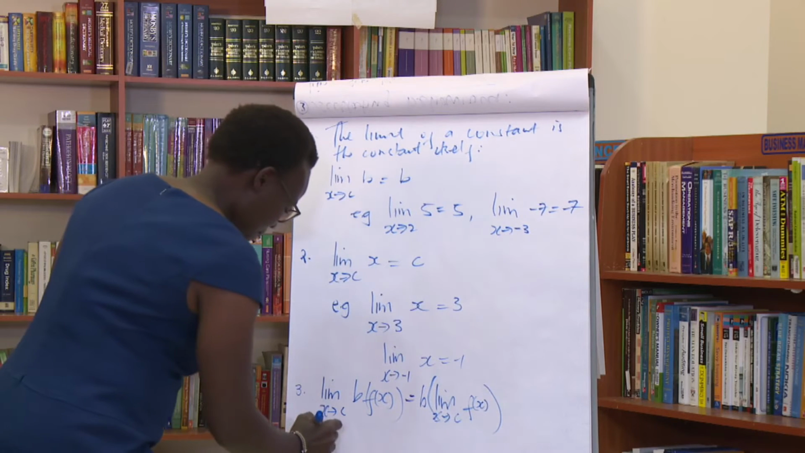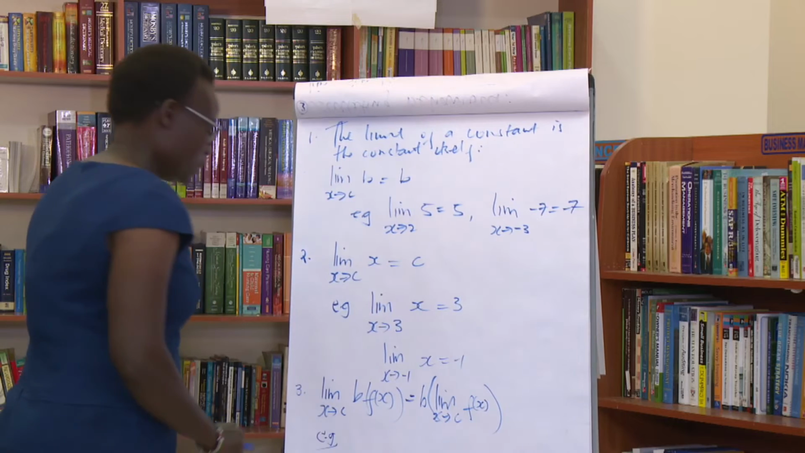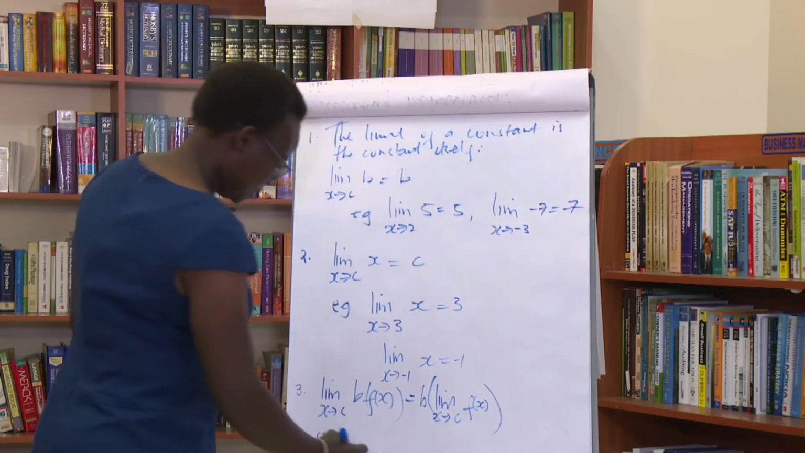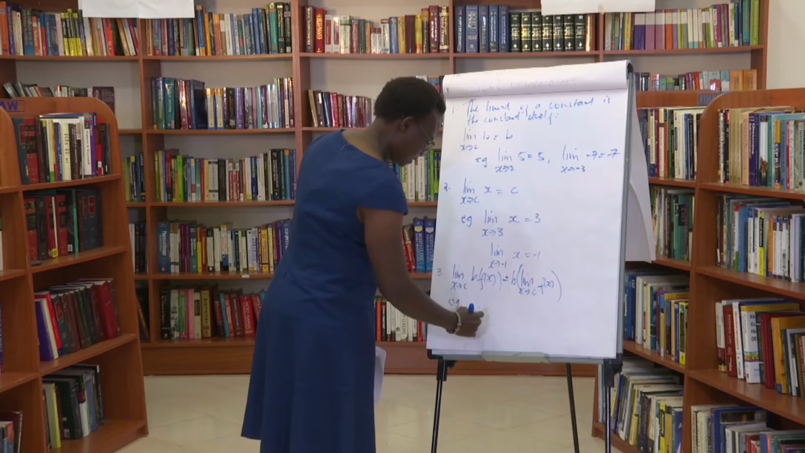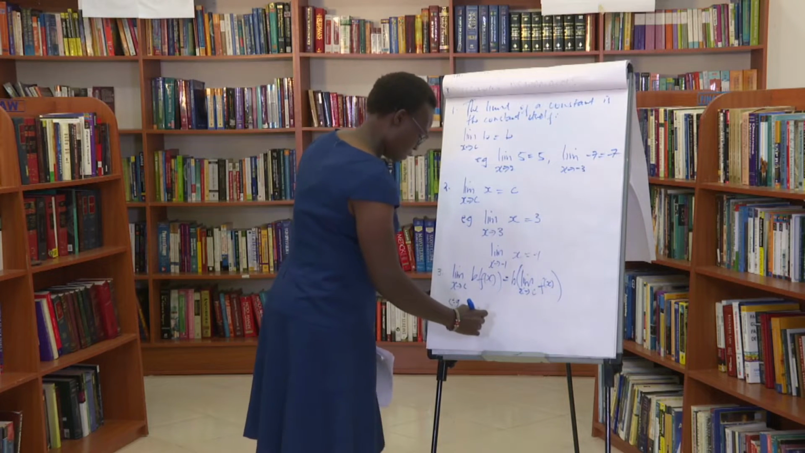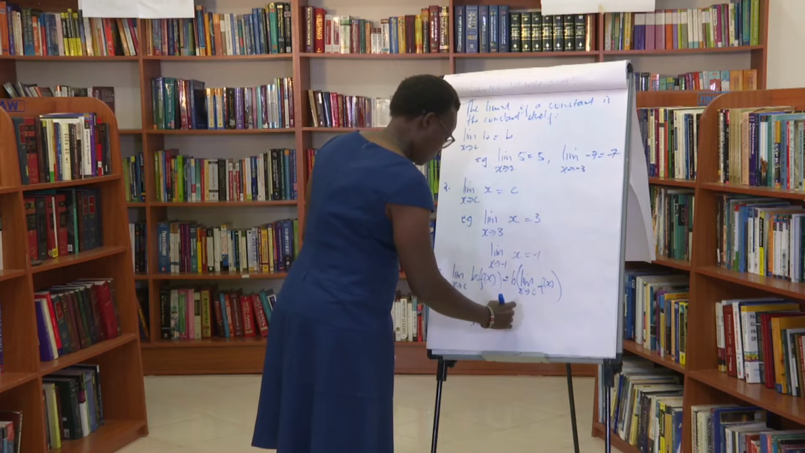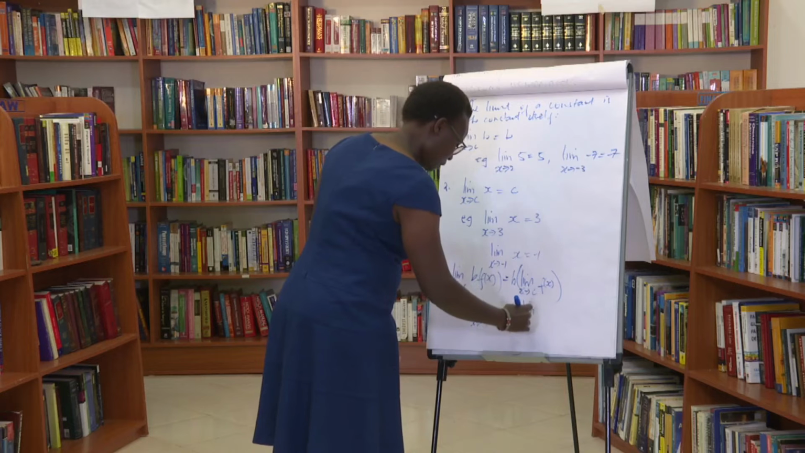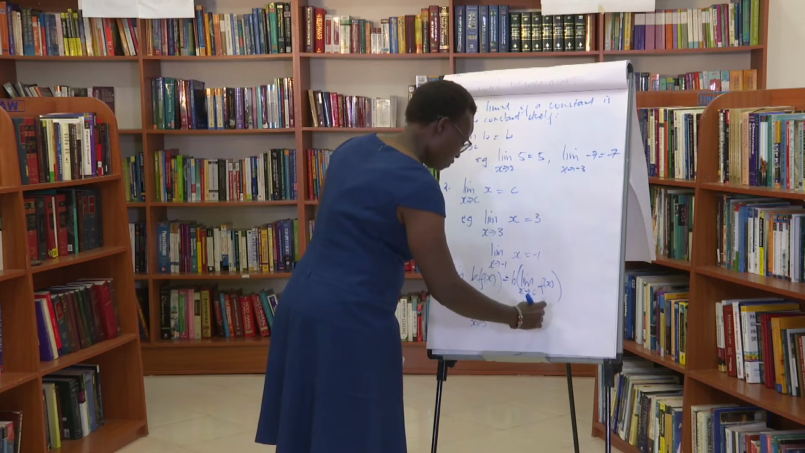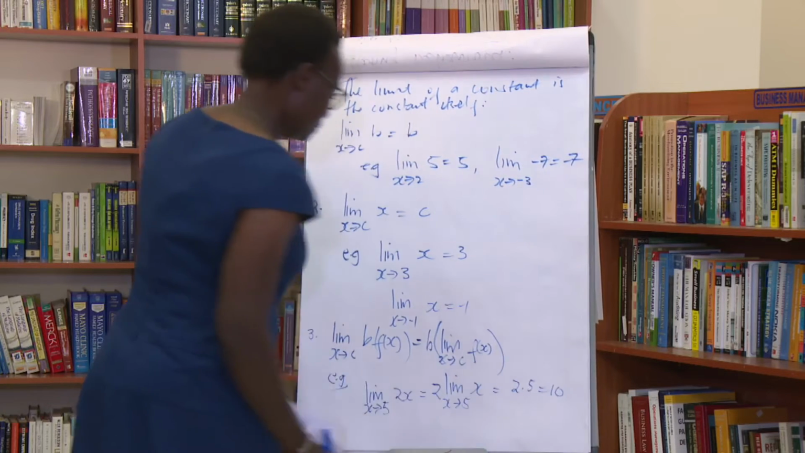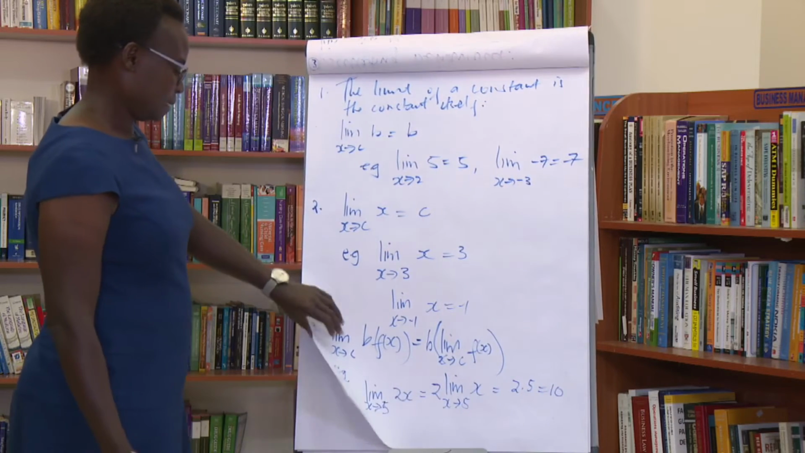So for examples, we can have the limit as x tends towards, let's say, 5 of 2x. This would be 2 times the limit as x tends towards 5 of x. That would give us 2 times 5, which gives our answer as 10.